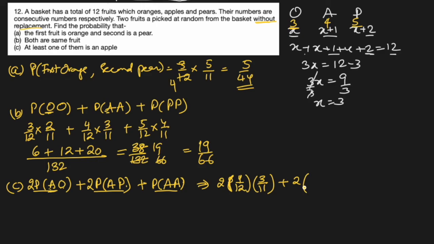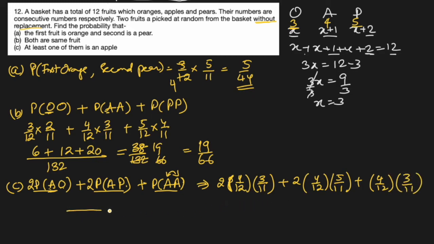2 apple, probability of apple is 4 out of 12 again, but second one is pear, 5 over 11. And then we have apple apple, which is not multiplied by 2 because they're apple. So we don't have to multiply them by 2 because even if this sequence changes, that doesn't make a second case. It is the same case. So it will be apple 4 out of 12 and 3 out of 11.